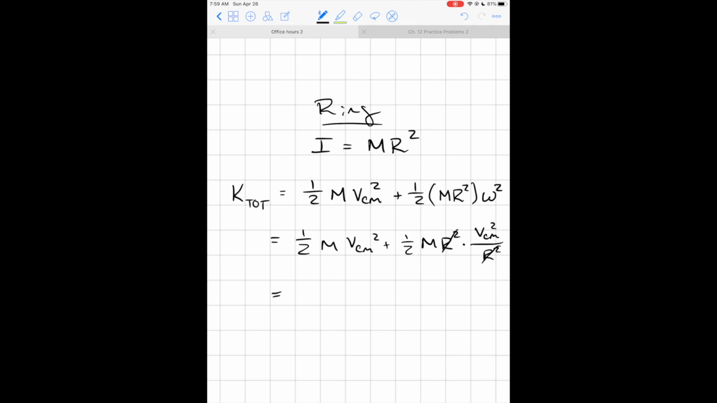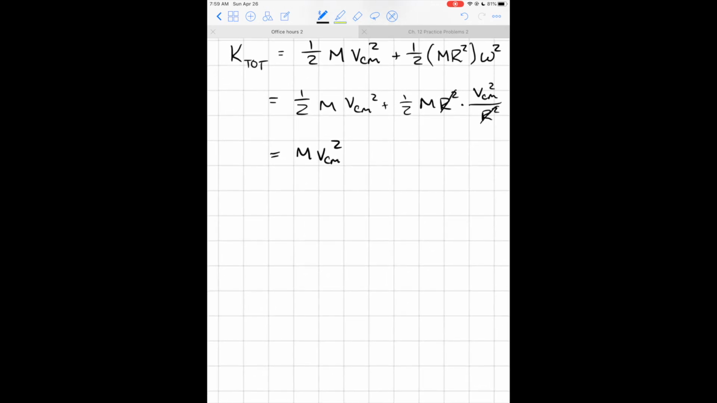So what do I get? I get m VCM squared, right? 1/2 plus 1/2 gives me just 1. Just like before, this is an isolated system, so we're saying all of our kinetic energy is being transformed into gravitational potential energy. So m VCM squared equals mgh. M's cancel.